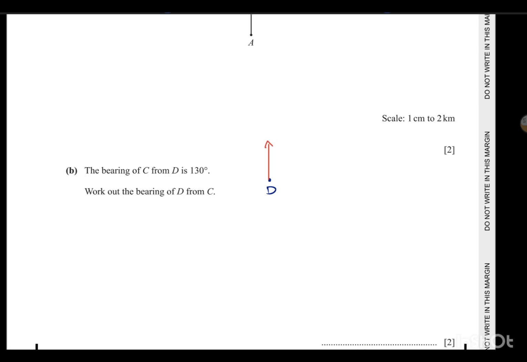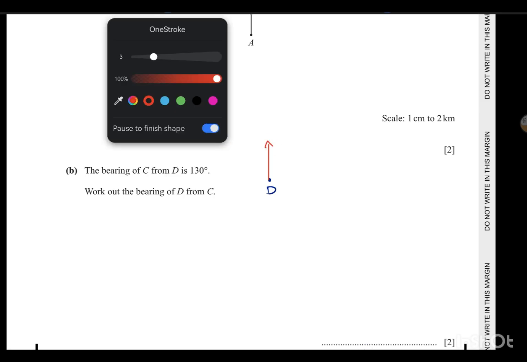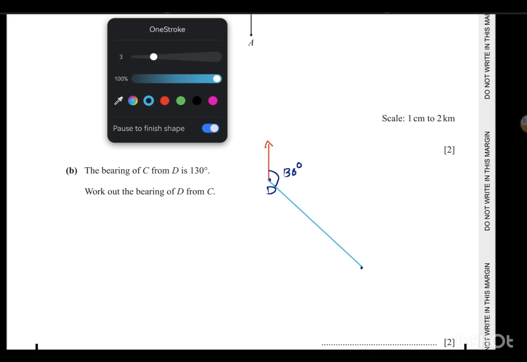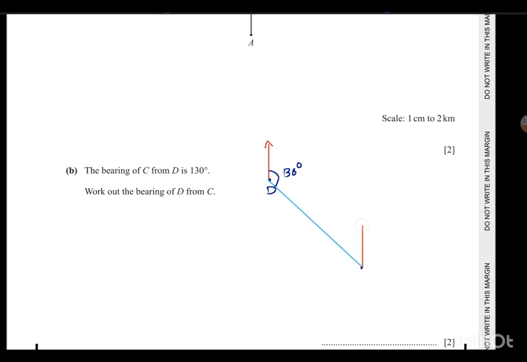Now from the bearing of C, that means we will have to draw the bearing of C. Now C is 130 degrees from D. So this is 130 degrees. So suppose this is C and this is the north line. So this is 130 degrees here. They are asking now the bearing of D from C. So that means they are asking this angle.